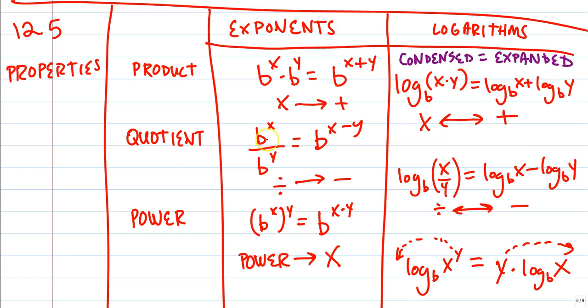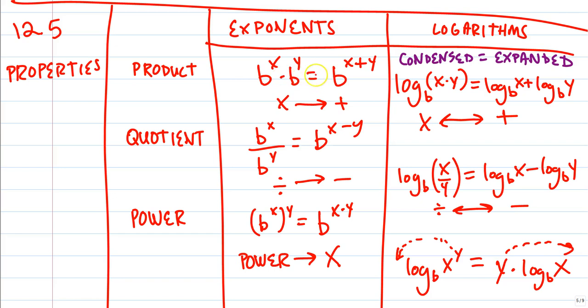Same here. Look, b to the x over b to the y. Division turns into subtraction. Look over here. Division can turn into subtraction. It's the same relationship. The same rules that we have for exponents apply inversely. If I'm subtracting logarithms, I can turn them into one condensed logarithm with division. The power rule: if I have a base and a power to a power, I can multiply them. Here it gets a little crazier, but basically if I have an exponent, I can bring it forward and make it multiplication. Powers turn into multiplication. It's the same relationship, okay?